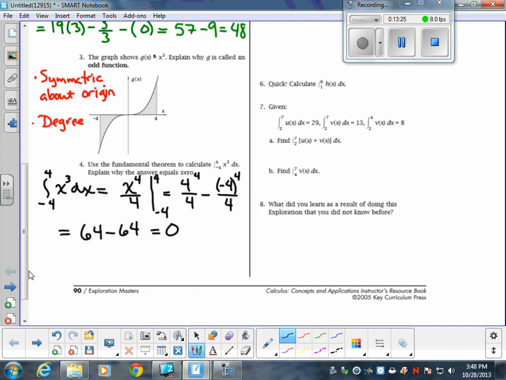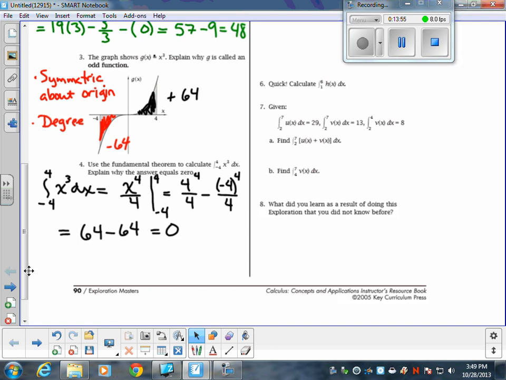This area ended up being a positive 64. It's positive 64. And again, my dx is positive, my y value is positive. However, this area down here was a negative 64. So when I take the definite integral from negative 4 to 4, those two signed areas cancel each other out. So my negative 64 added with a positive 64 gives me nothing.